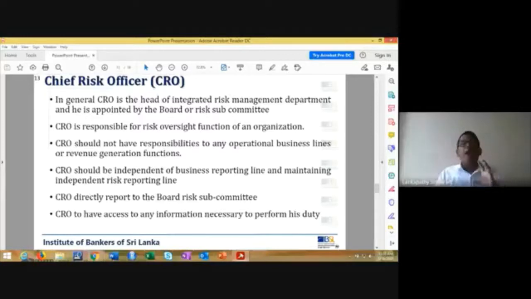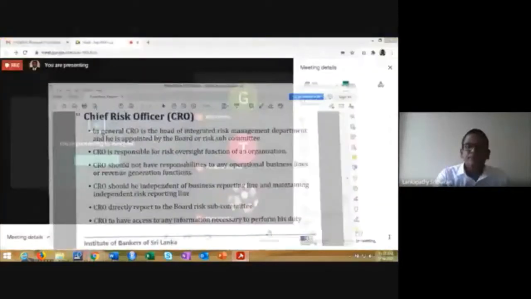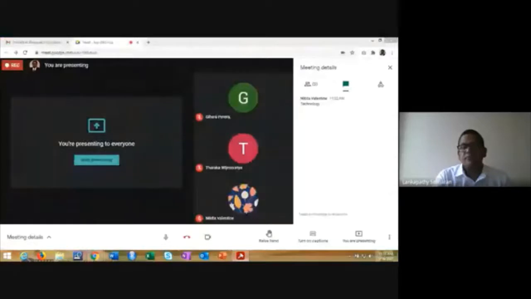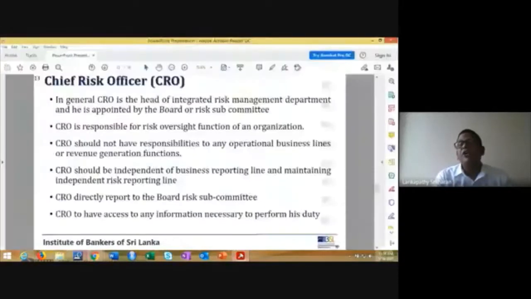Why is it said so? Why should he not be involved with the other functions of the bank? Actually, there are questions on this in past papers. Why are we saying that the CRO should not be responsible for the other operational business of the banks and finance institutions? Come on, guys. Why are we saying so? The answer is: because of the conflict of interest. That is the answer.